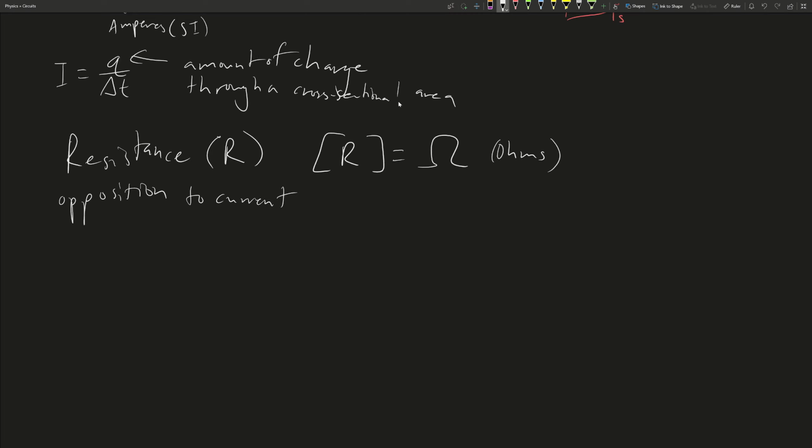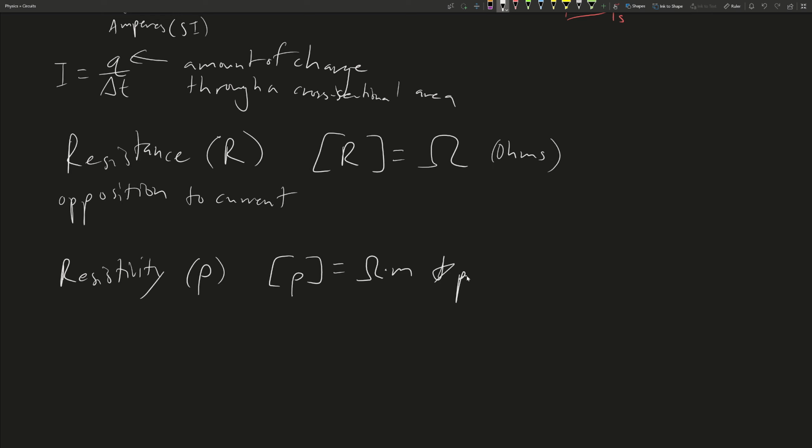Now, resistance is a property of a certain material and its geometry. So resistance is dependent on the size and shape of materials. But there's a property of materials called resistivity. So resistivity is written as rho. This is the variable for it. And the units of resistivity are ohms times meters.